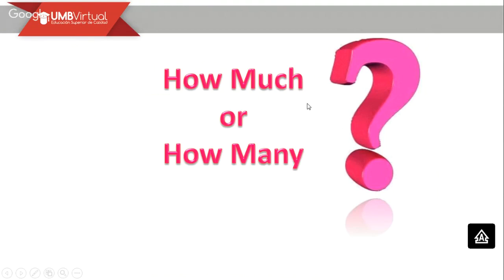For example, vamos a preguntar, ¿cuánta agua hay en la jarra? So, how can you say that? How much water or how many water? Recordemos que water es un objeto incontable, por lo tanto vamos a utilizar el how much. How much water is there in this jar, right? How many? When we use how many is for countable nouns.